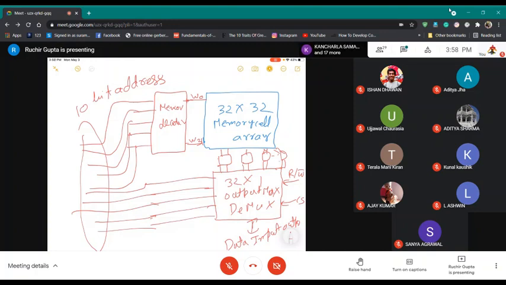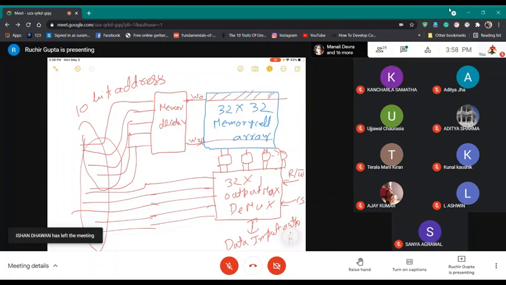So first of all, these 5 bits will be inputted, and as a consequence, W0 to W31 will be selecting one of the lines. So suppose this line got selected. Now another 5 bits will actually choose one of the outputs, and maybe this output will be chosen. So this way this output will be chosen, and this data input output, depending on whether it is a read signal or a write signal, will be used to write the data or read the data.